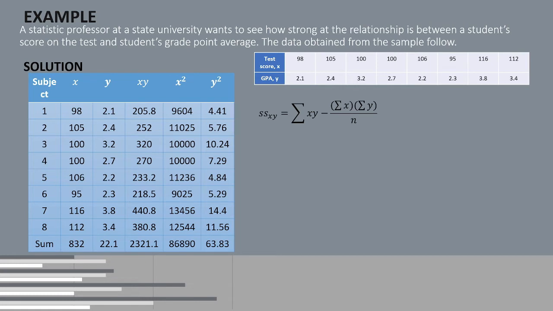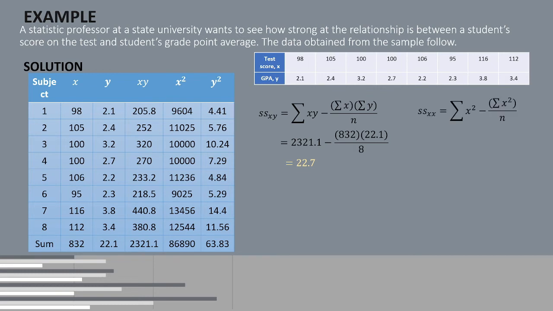Let's determine the sum of squares xy. Now we know that summation of xy is 2321.1, our summation of x is 832, our summation of y is 200.1, and our n is 8. And when we compute, we will have 22.7.